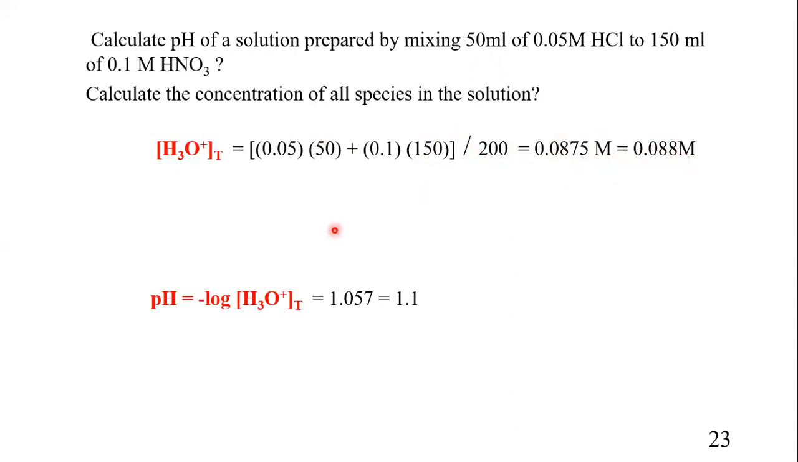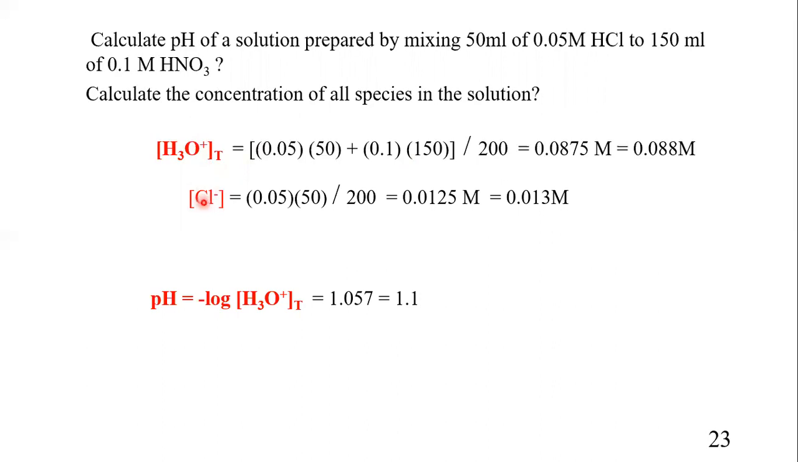Of course, you can do the calculation of pH, which is simply minus log of that number, which comes out to be a pH value of 1.1. Now, if I want the concentration of all species, of course, I didn't do this here, but you can calculate the OH- coming from the autoionization of water. You have H3O+, get the OH-.